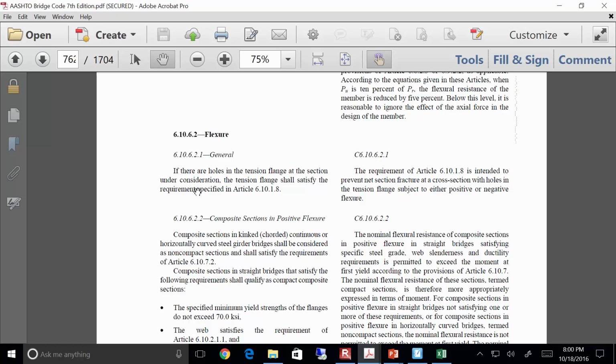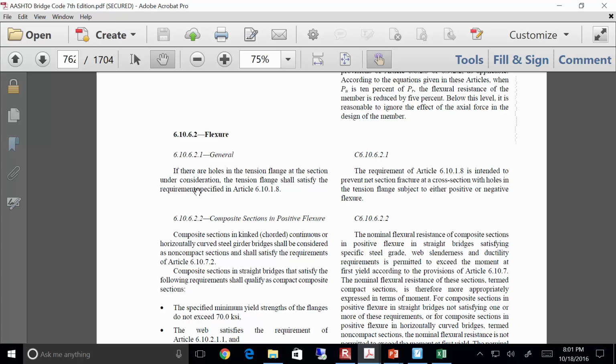Okay, so when you're dealing with a section in bending, you have to start off by classifying that section. Are you looking at a composite section in positive flexure? Are you looking at a composite section in negative flexure? Are you looking at a non-composite shape? And what have you. For starters, we're going to look at the positive bending region, and we're going to look at the bridge in its intact final state. So that is a composite section in positive flexure.